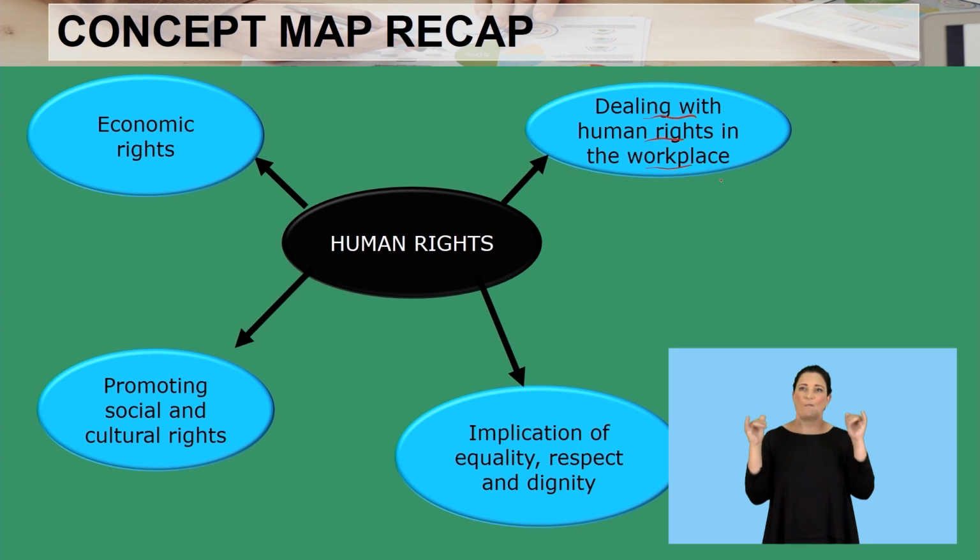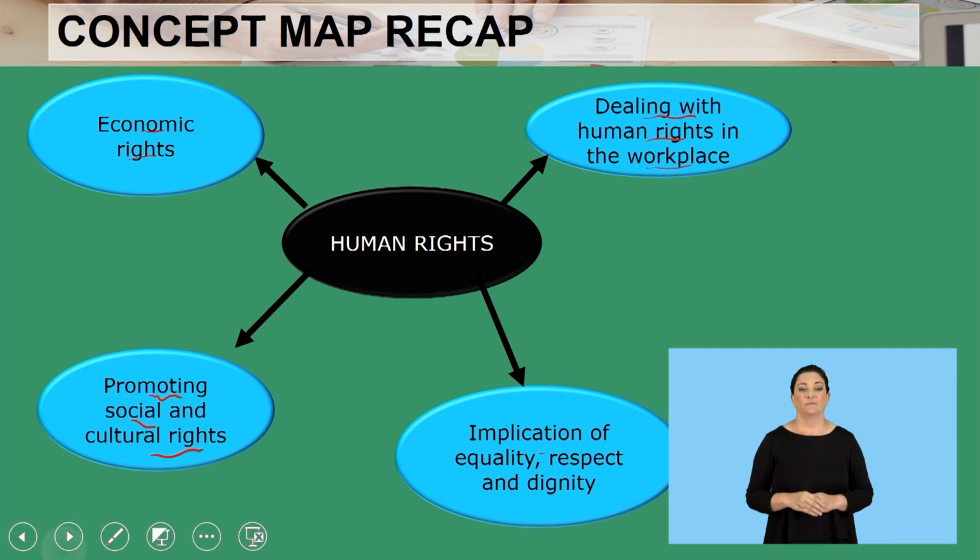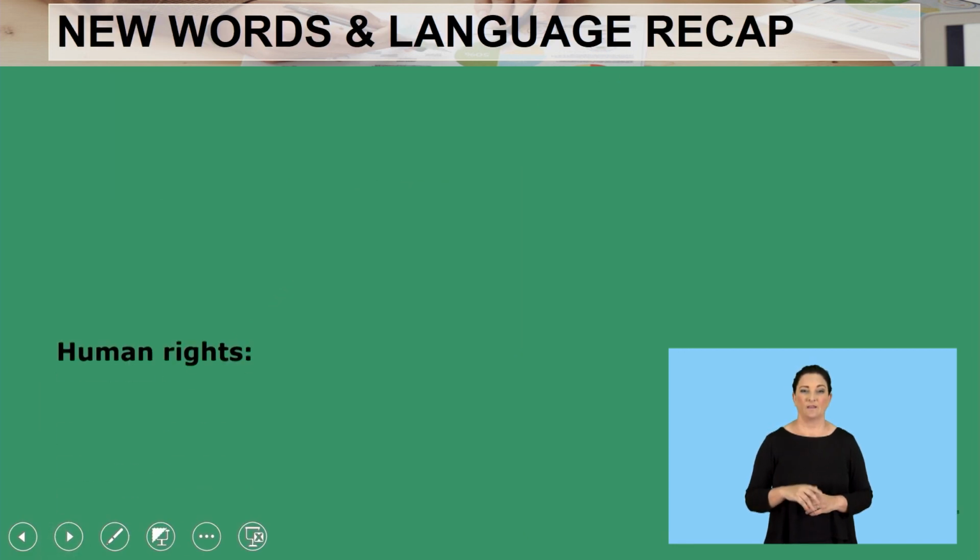Remember, we have 6 human rights, and then we looked into ways in which the business could deal with those human rights. Then we looked into the economic rights that employees have. Then we also talked about ways to promote social and cultural rights in the workplace. Then we looked into the implications of equality, respect, and dignity in the workplace. Now, new words and language recap.